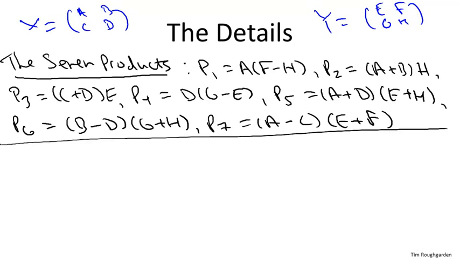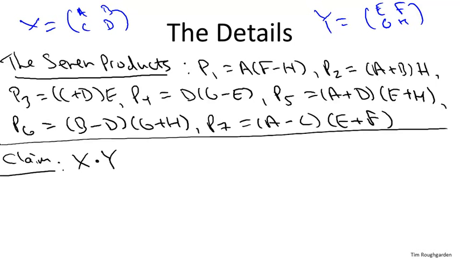Now, the question is, why is this useful? Why on earth would we want to know the values of these 7 products? So the amazing other part of the algorithm is that from just these 7 products, we can, using only addition and subtraction, recover all 4 of the blocks of X times Y.